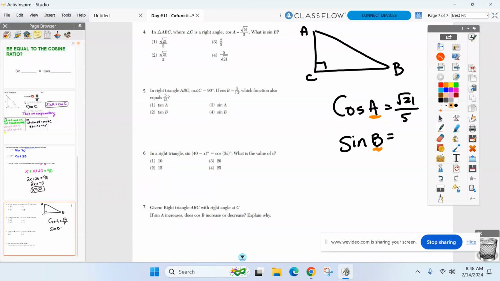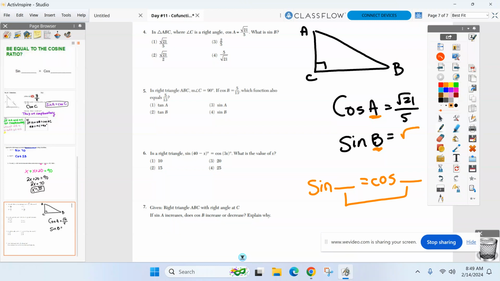All right, let's back up. Cosine of one angle and the sine of another are only going to be equal if what do I know about their angles? They have to be complementary, right? Sine of a blank equals cosine of another if what do I know about these two? They have to add to 90. And what do I already know about A and B? They add to 90. So the cosine is radical 21 over 5.